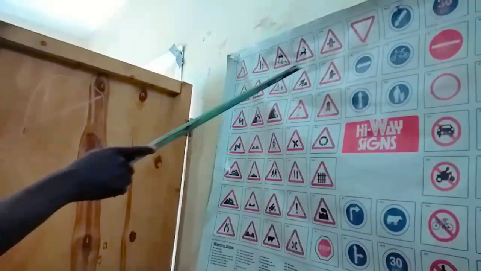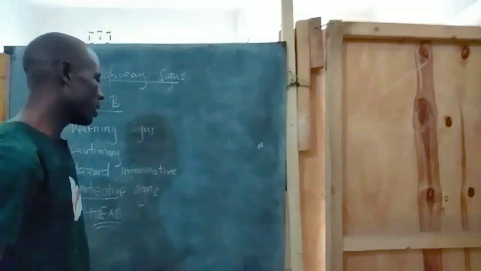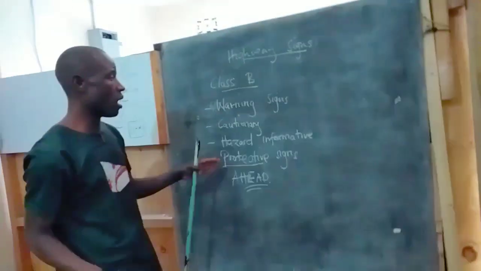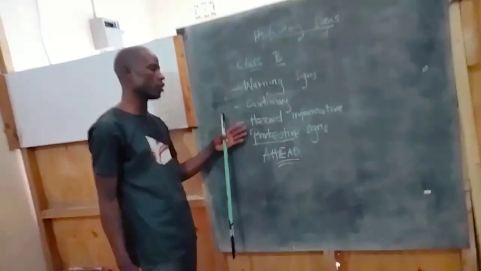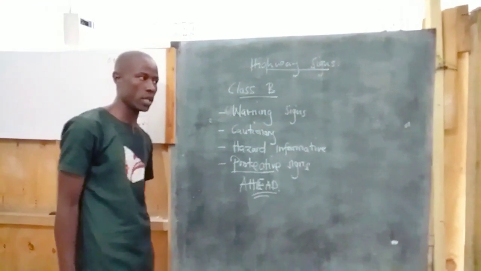So these are class B signs. We call them warning signs, cautionary signs, or hazard informative signs. Those are class B signs.